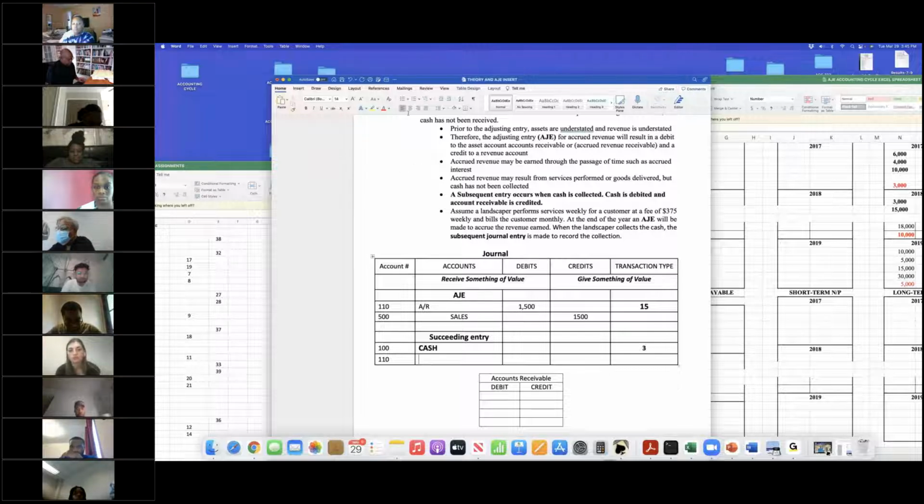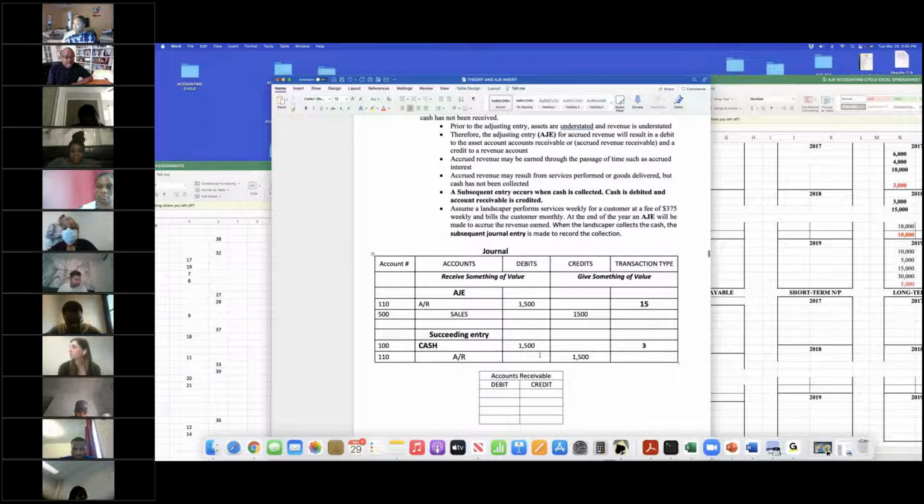We have already worked this one, and you have worked and posted it. We just didn't call it that way. This is when it occurs at the end of the year. During the year, we won't talk of it in that term. But when we have an adjusting entry involving accrued revenue on December 31st, we will accrue the revenue. Then the next year, there's going to be a succeeding entry involving cash. But that AJE did not involve cash.